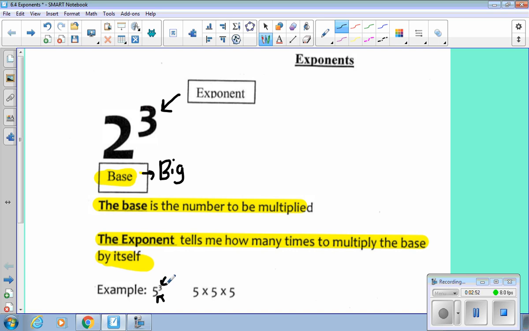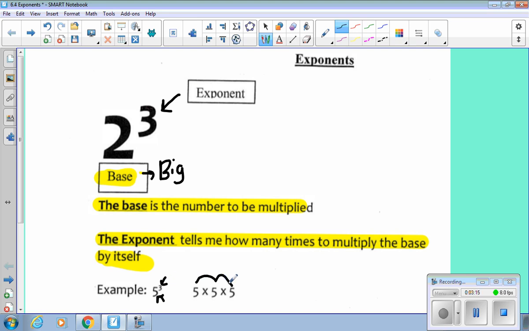What this means is that the 5 is going to be multiplied by itself 3 times. Just like it has been laid out here. 5 times 5 times 5. There are 3 5s. So your little number should tell you how many numbers of the base you should have. And in this case, it's 3, which is why we have 1, 2, 3.